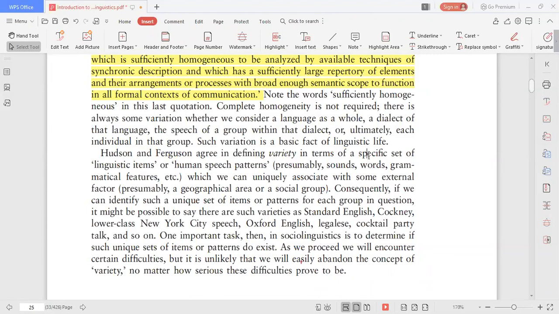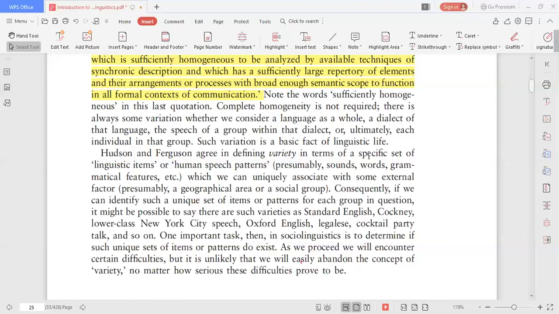Consequently, if we can identify such a unique set of items or patterns for each group in question, it might be possible to say that there are such varieties as Standard English, Cockney, lower class New York City speech, Oxford English, the legalese, cocktail party talk, and so on.